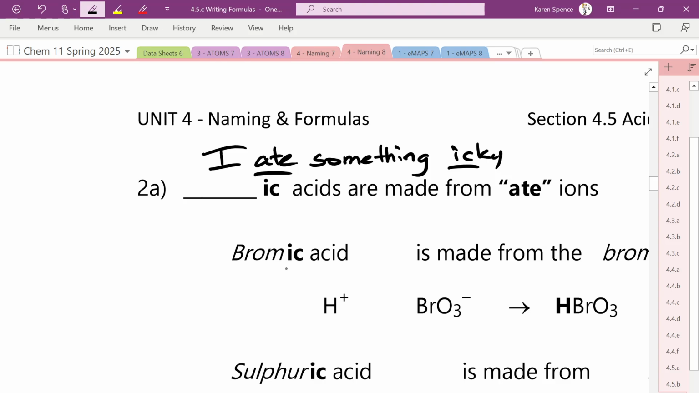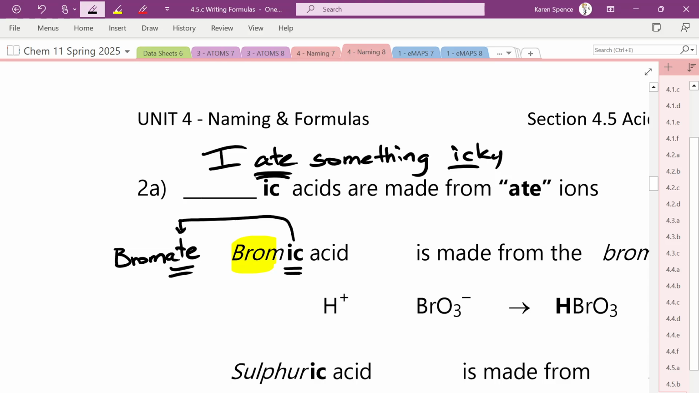So I have bromic acid. There's no hydro, so it's not an -ide ion. It's just -ic, so it's an -ate ion. So I'm going to take my brom, and it's going to be -ate: bromate. Okay, so the -ic becomes -ate.